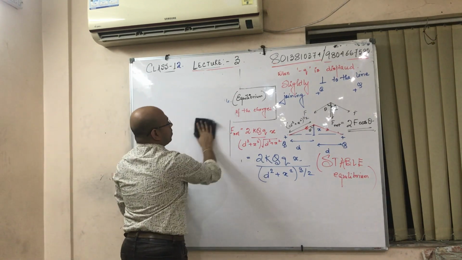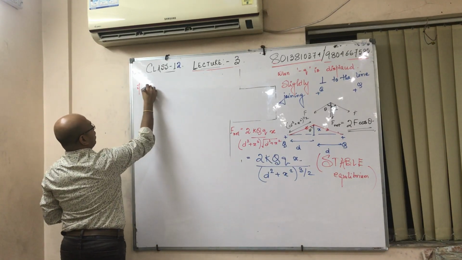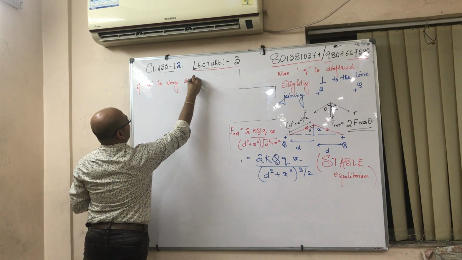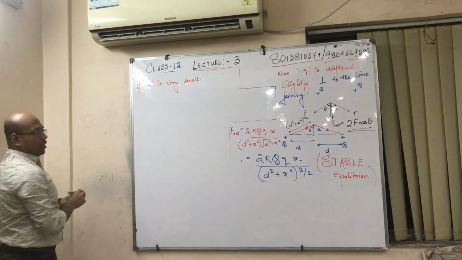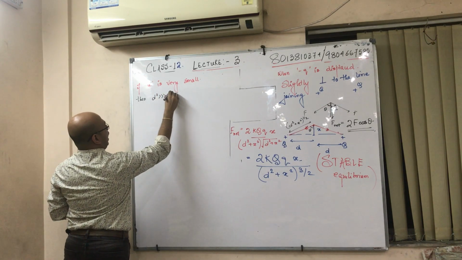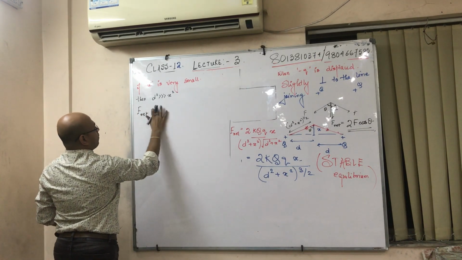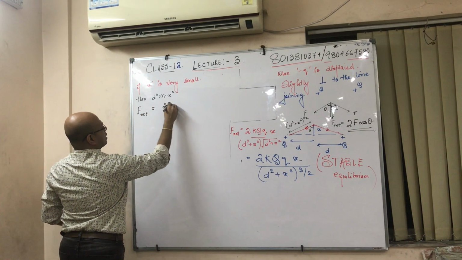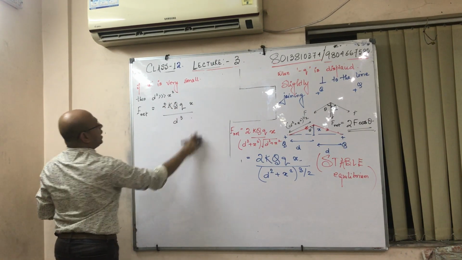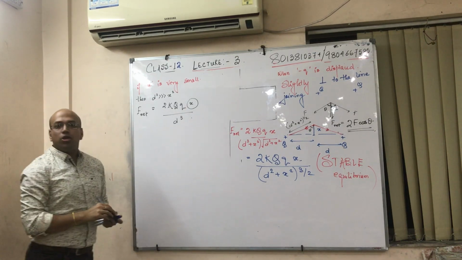So here we go. Similarly, if x is very small, then what happens? Then d square is very much greater than x square. F net comes out to be approximately twice k big Q small q x by d cube. And similarly, yes sir, this is proportional to x.